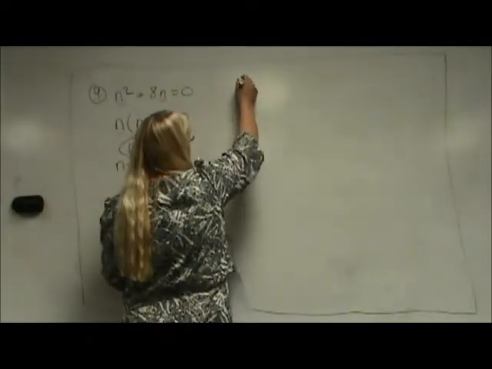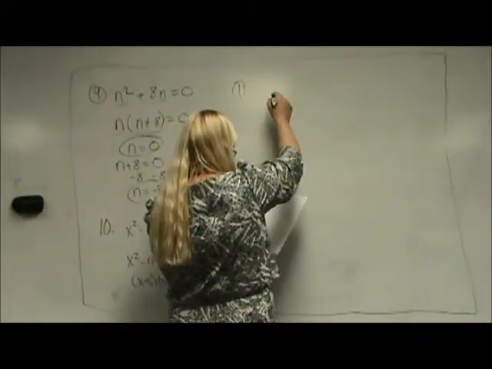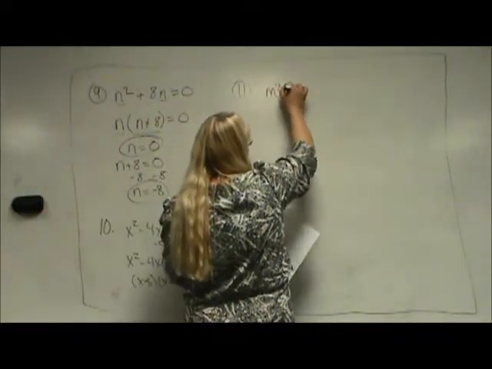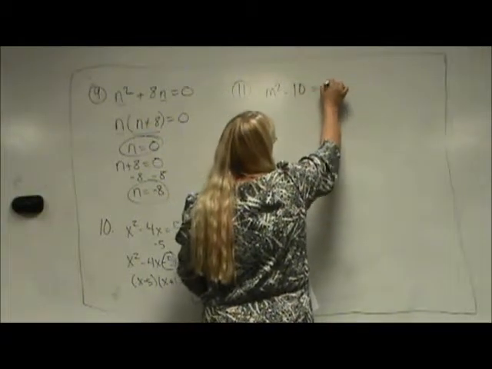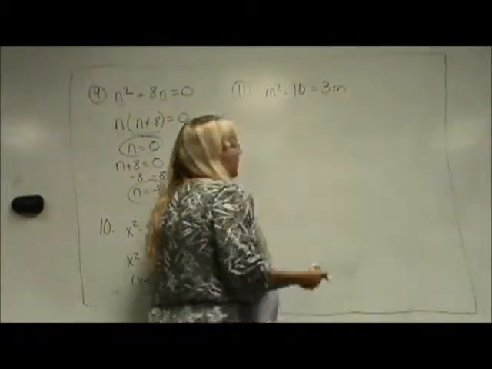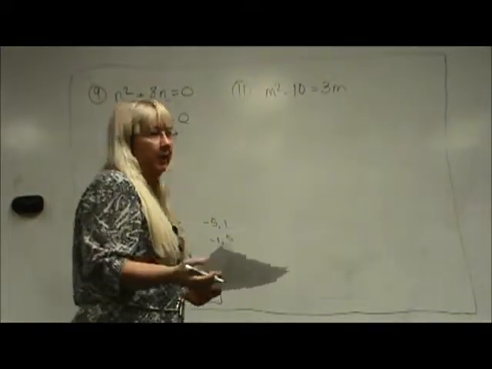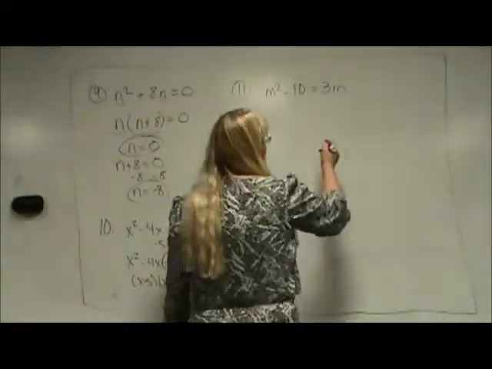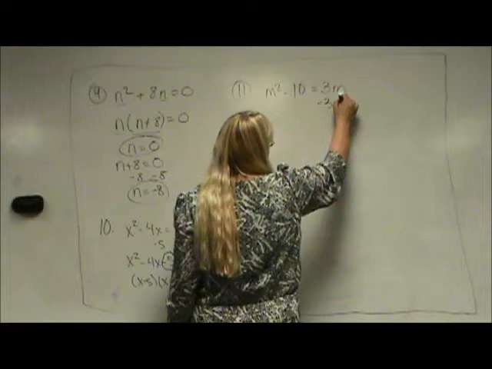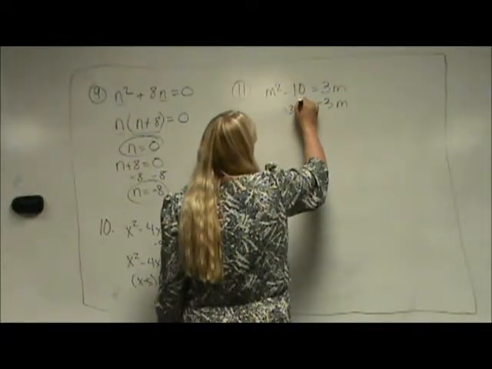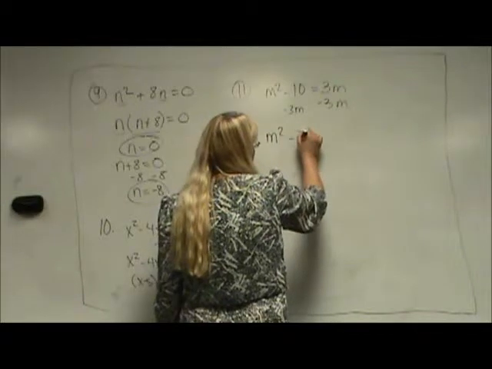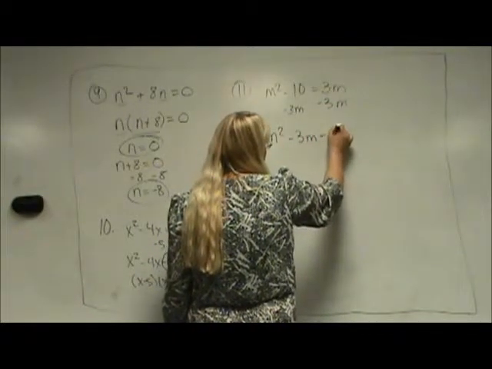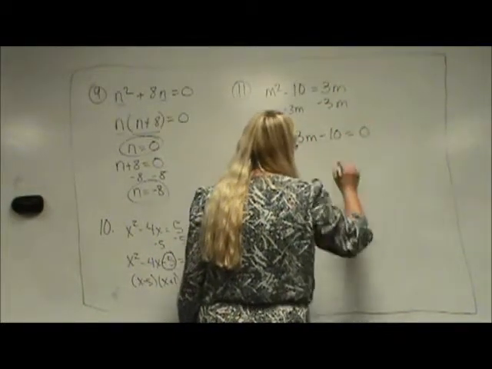11. m squared minus 10 equals 3m. Again, it doesn't matter what I have on the other side. I need to get them all on one side and set it equal to 0. So I'm going to subtract 3m. And in standard form, I'll have m squared minus 3m minus 10 equals 0.